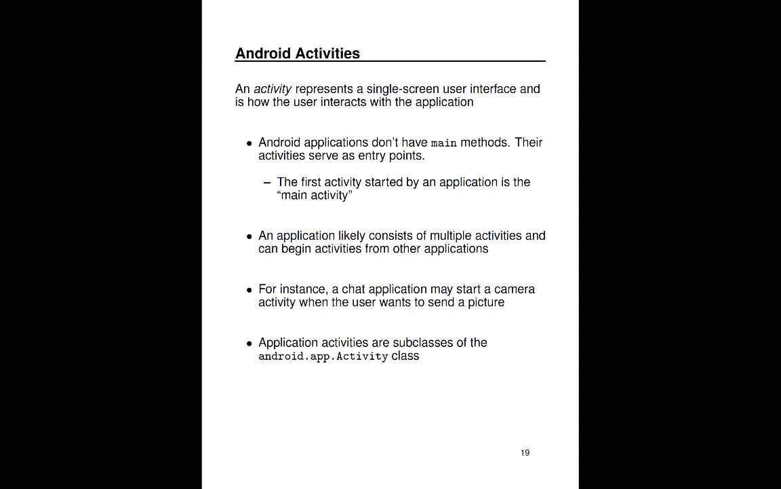Activities are really important, so I want to dive into some more details about what they are and how you can work with them. So as we said before, an activity represents a single screen that the user interacts with. So much like servlets, Android applications don't have main methods. Instead, their activities serve as entry points. And so this is important to note. Android applications have multiple ways of interacting with them, depending on their usage. However, each application does have an activity referred to as the main activity, which is the first activity that's started when the application is launched.